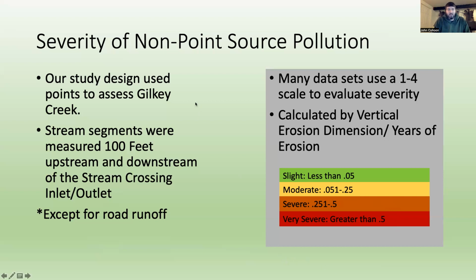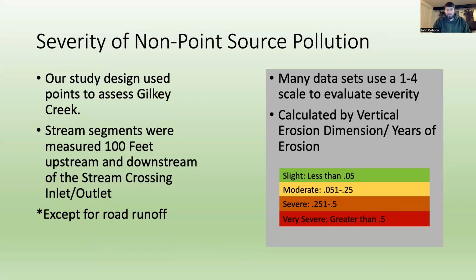Our study design, we were using points to assess Gilkey Creek. We were not measuring the entire creek. We were just sort of taking samples. And so we measured upstream and downstream 100 feet from our stream crossing, and we confined our study to those parameters just for the logistics of having to go out there.